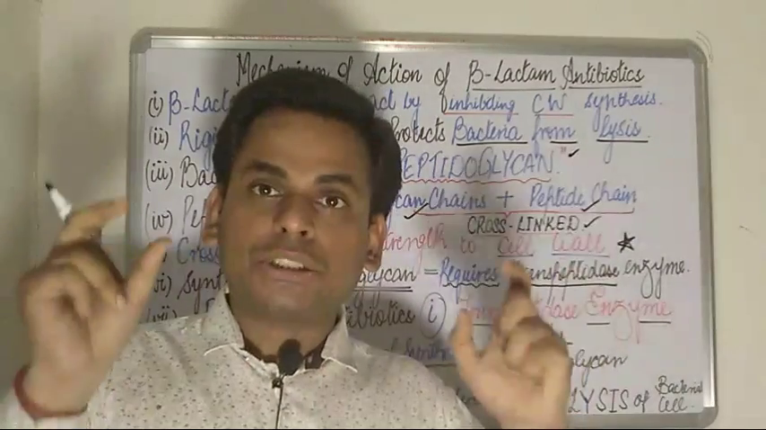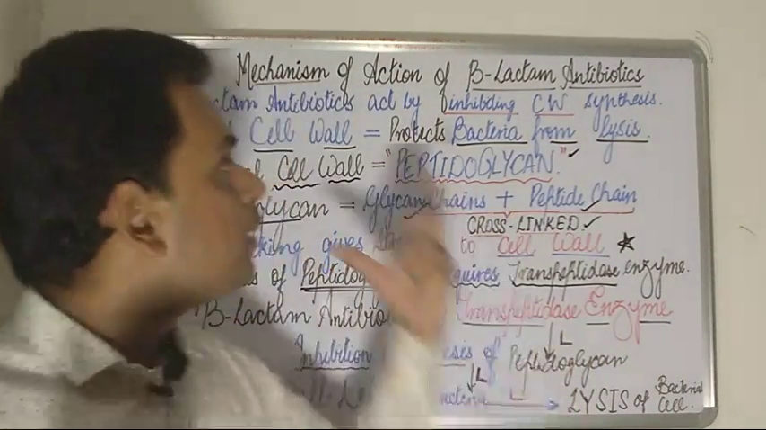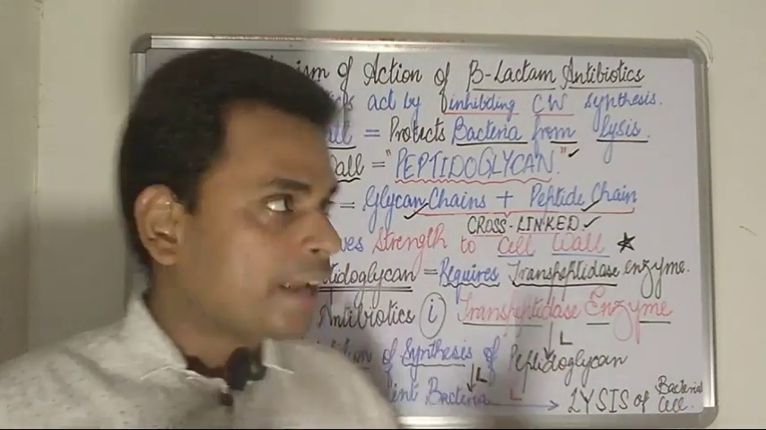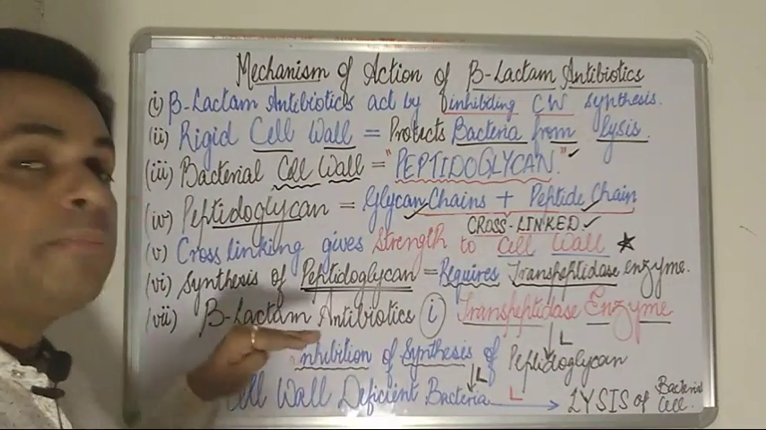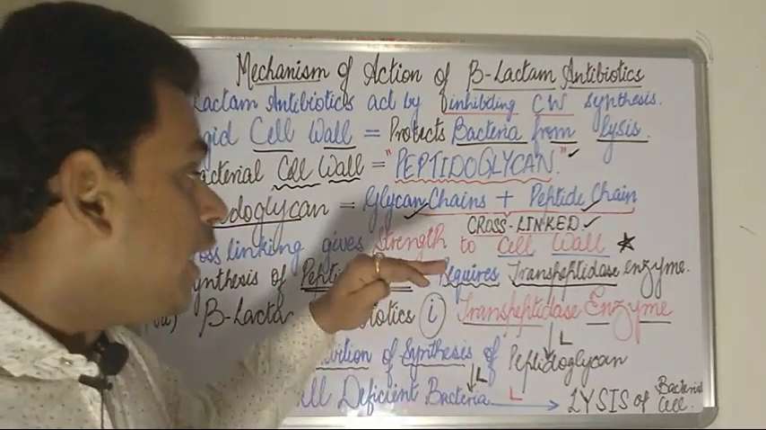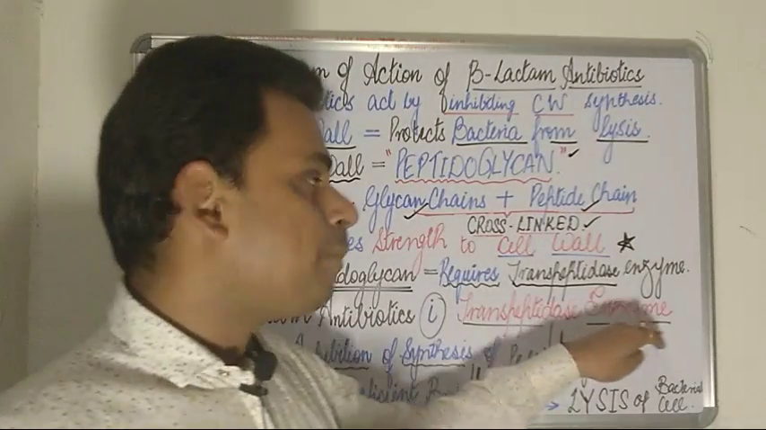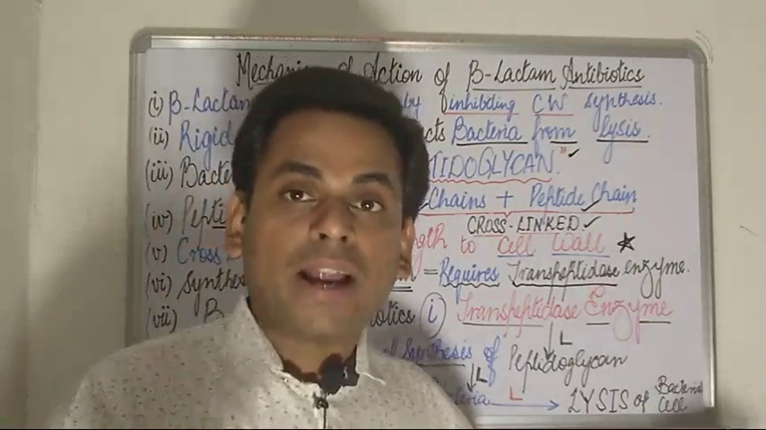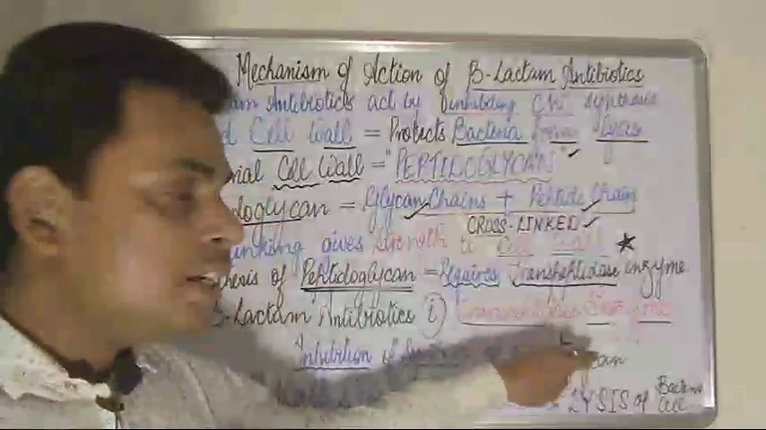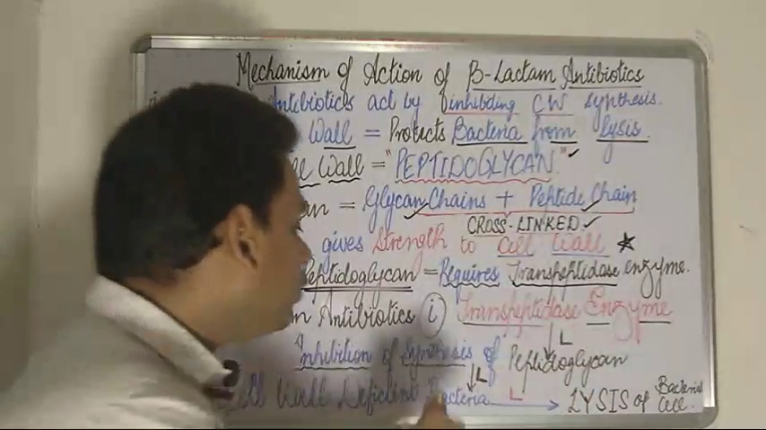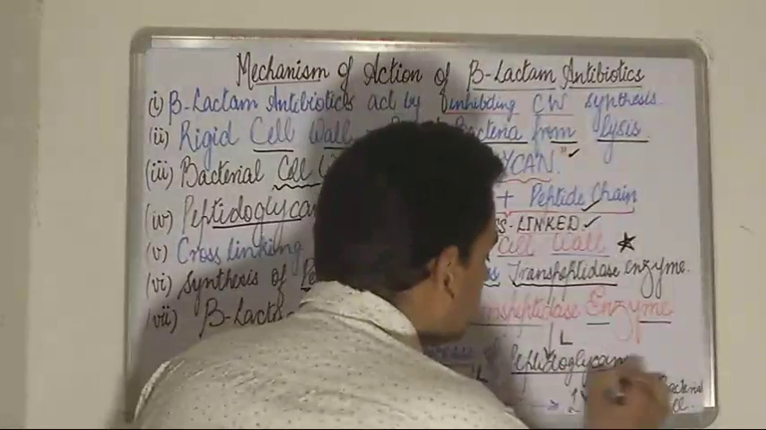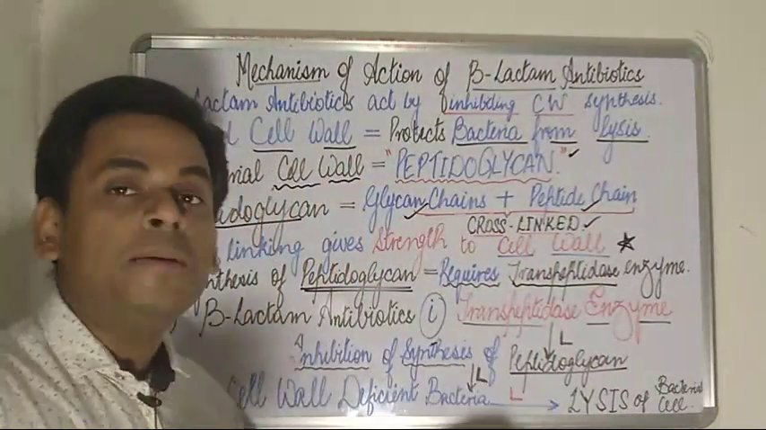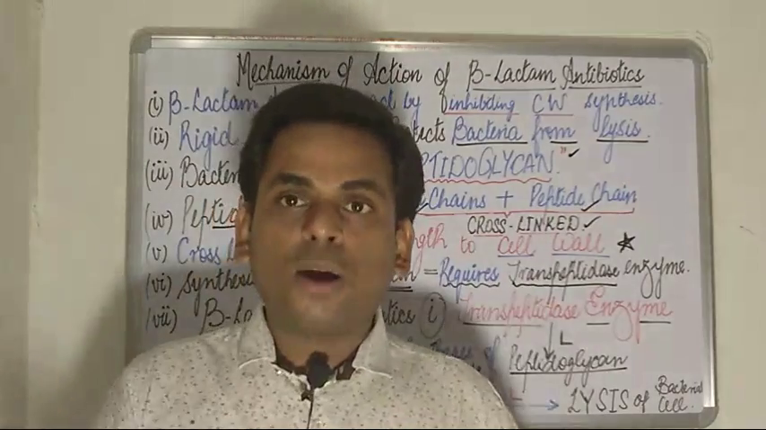Now moving on to the chief point, the striking point where the beta-lactam antibiotics elicit their action on the bacteria: the beta-lactam antibiotics inhibit this particular transpeptidase enzyme. The beta-lactam antibiotics inhibit the transpeptidase enzyme, leading to an inhibition of the synthesis of the peptidoglycan, which is the chief constituent of the bacterial cell wall.